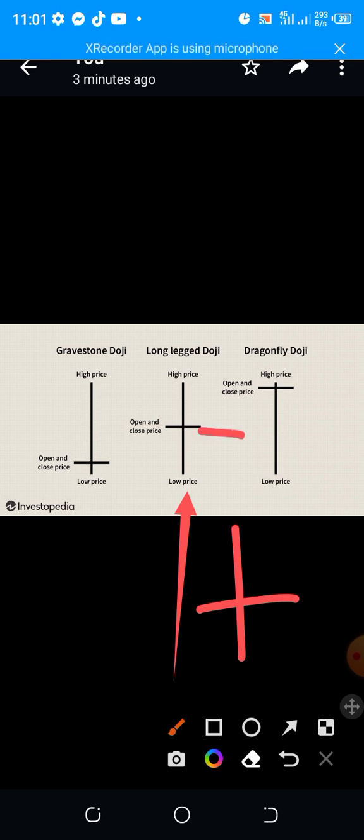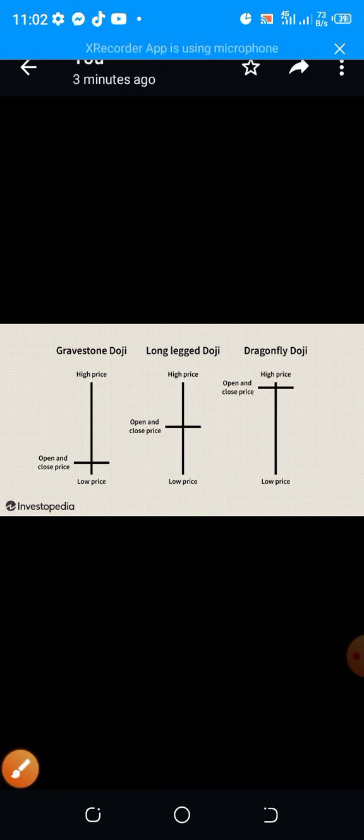Why? Because it opened here and the buyers came in and pushed the price. Then the sellers came in and pushed the price here. The buyers came in and pushed the price in between. So the candle closed after the time of the candle ended. That is why it is called indecision. It implies that the market is in indecision, where the buyers are equal to the sellers. All right, so that is long-legged doji.